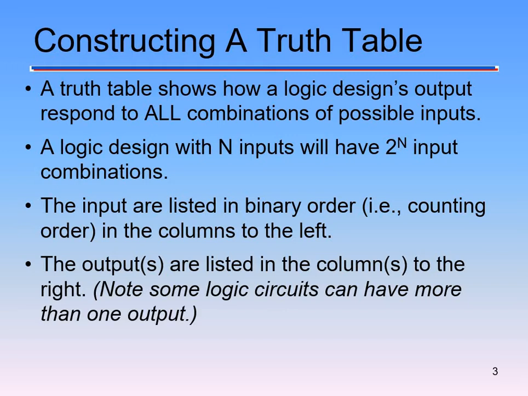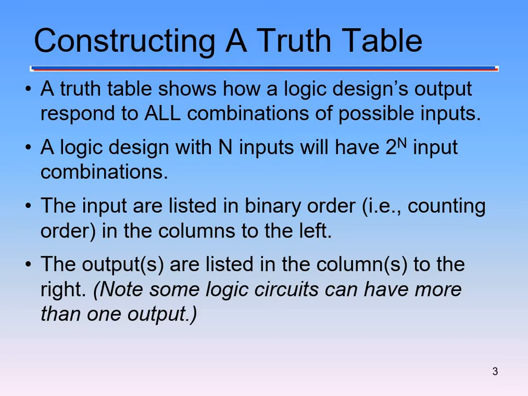Okay? And the inputs, they're listed in binary order. So we organize the columns on the left-hand side in counting order. What does that mean? We're going to go 0, 1, 2, 3, 4, 5, 6, 7, which equates to what? 0, 0, 0, 0, 0, 1, 0, 1, 0, 0, 1, 1, 1, 0, 0, 1, 0, 1, 1, 1, 0, and 1, 1, 1. Remember, those all go back and forth.